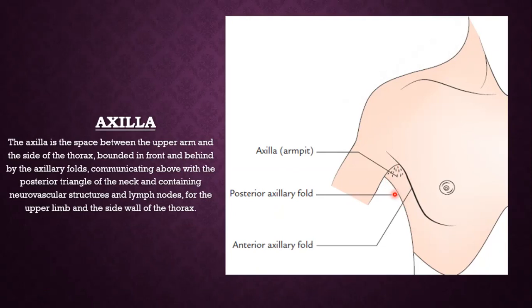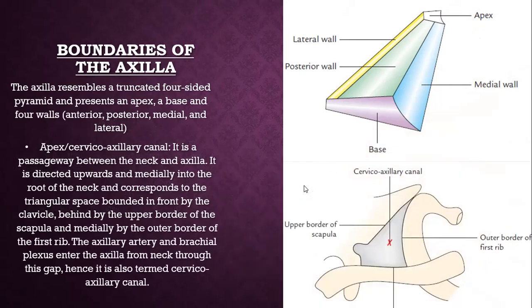Then it usually contains neurovascular structures that move from the neck towards the upper limb. So it is like a communication between the upper arm and the posterior triangle of the neck. So let's look at the boundaries now.